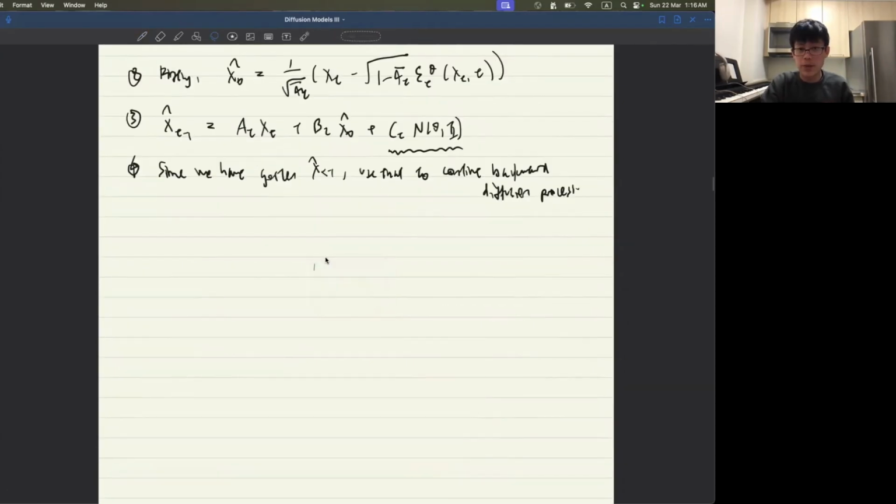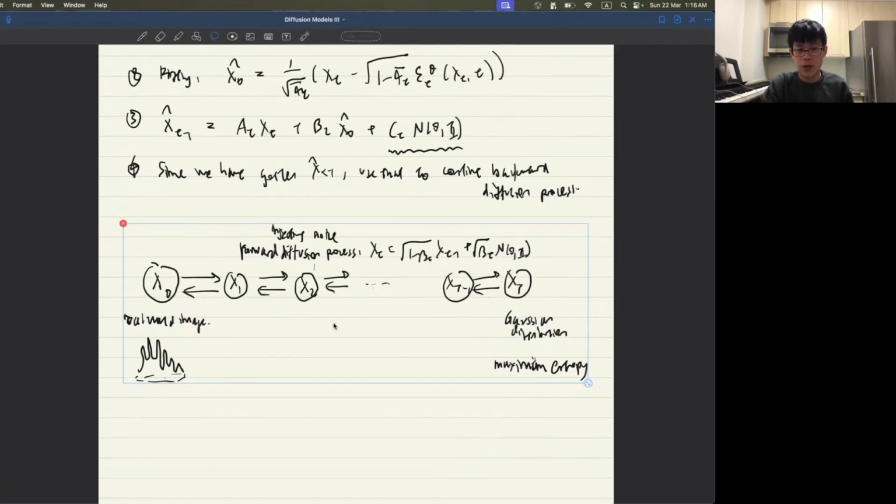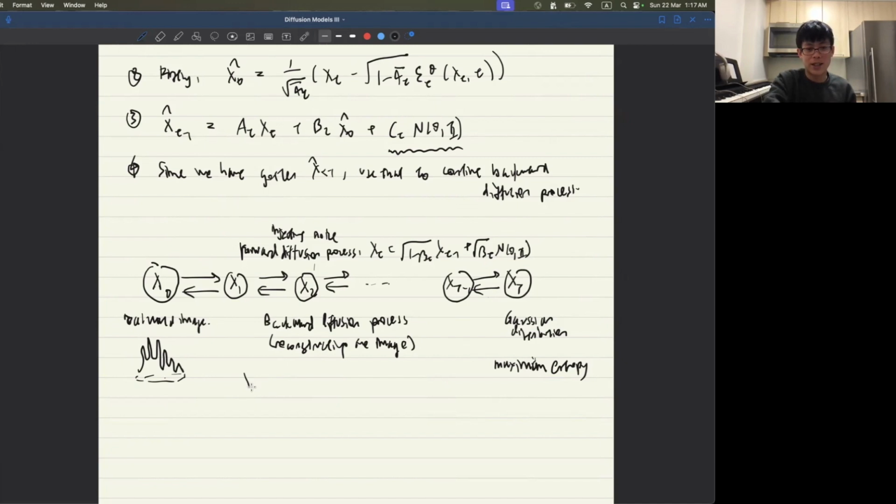So let me bring back the diagram that I have from before. We have investigated the forward diffusion process in detail, and now we have also looked at the backward diffusion process in detail. And our backward diffusion process is really reconstructing the image. So I guess the key equation here is we can get the previous step by a linear combination of a current state and prediction of x0 with some random noise. And this concludes the diffusion model process.